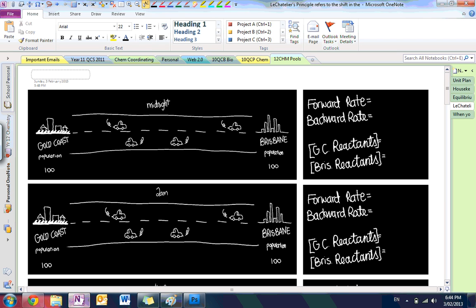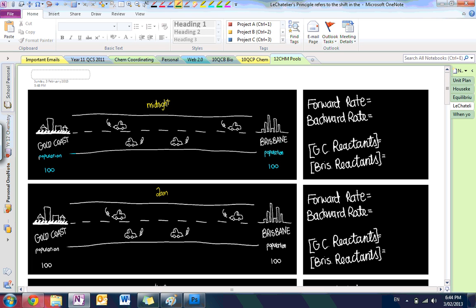Okay, so going here, I want to relate this to something that you may know. So hopefully a lot of you are driving at this stage. Now, you may have noticed that the highway can have quite a bit of heavy traffic at certain points in the day between the Gold Coast and Brisbane. Now here I've got midnight, so you can see the times at the top here, and you can also see the population of both locations. Now obviously there aren't 100 people or 100 cars on the Gold Coast and 100 in Brisbane, but I wanted to keep the values simple.